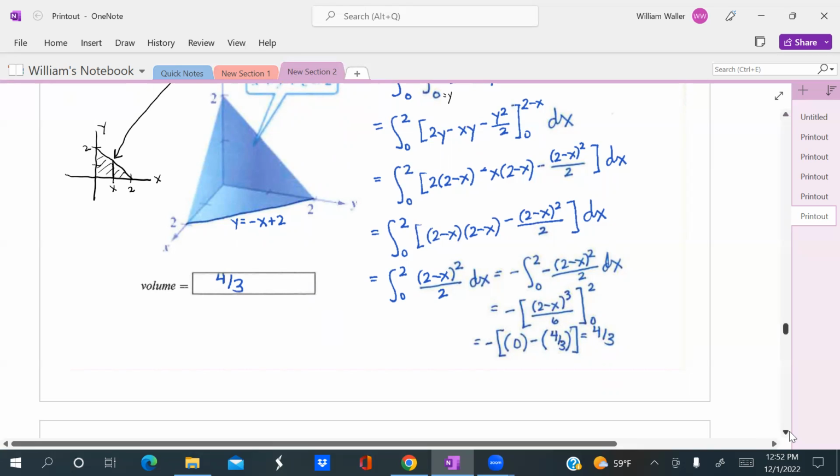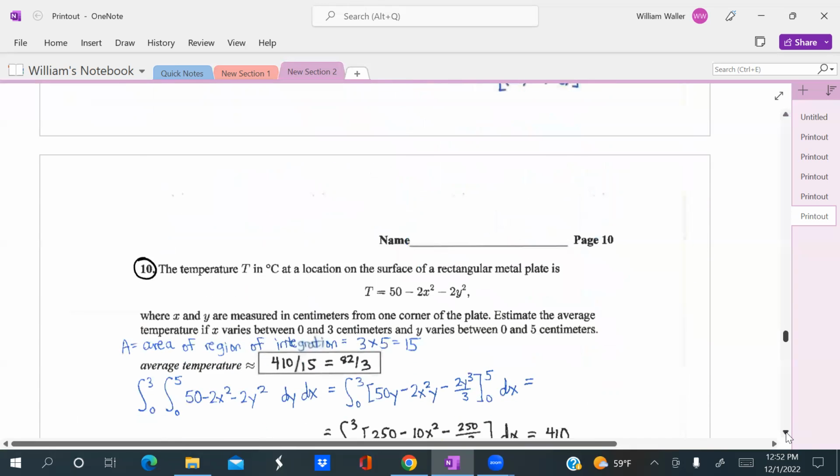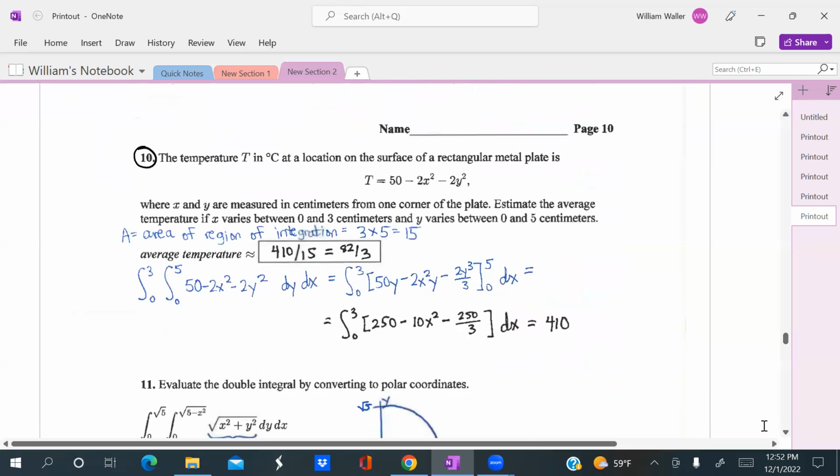All right, one last one to look at. We're not going to really dwell on this last one. It's just an applied problem. I just want to remind you, I mentioned this in class, that you also need to be able to find the average value of a function of two variables over a particular region. And you do that by computing the volume of that function over the region and then dividing it by the area of the region of integration. So here's that problem in an applied setting.